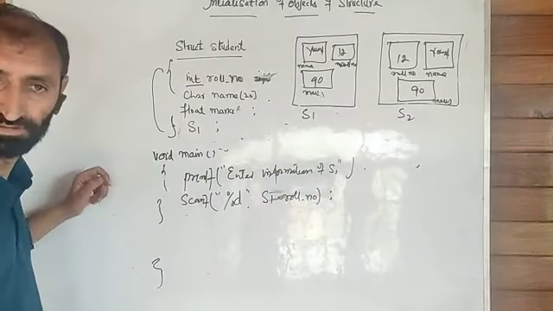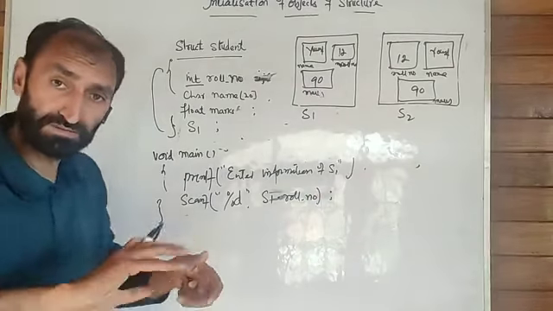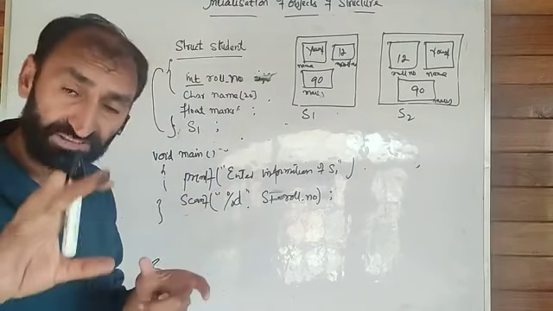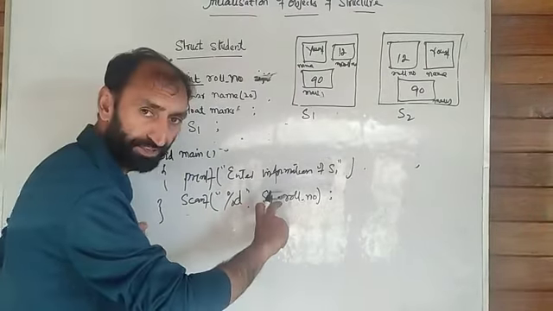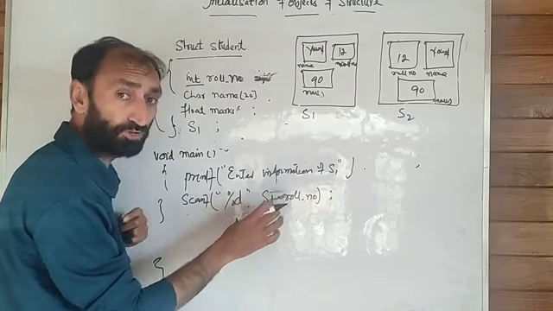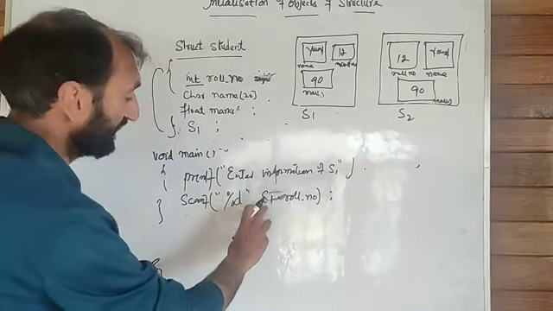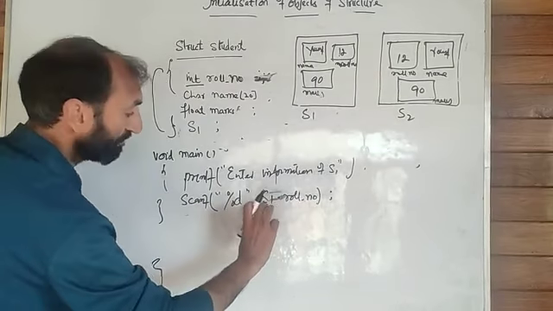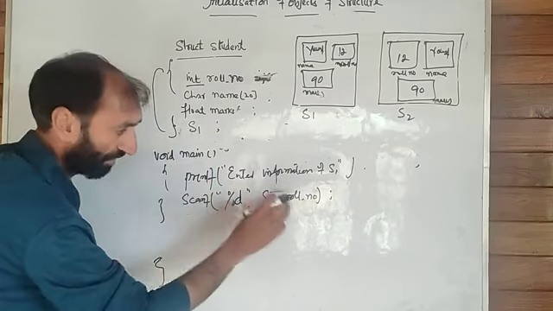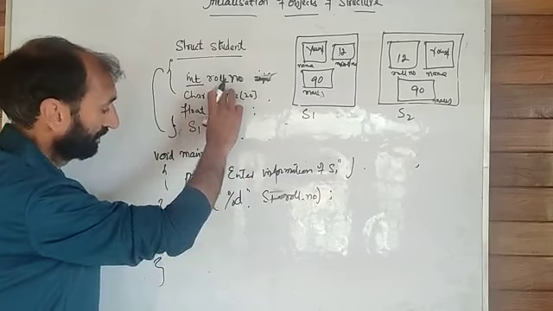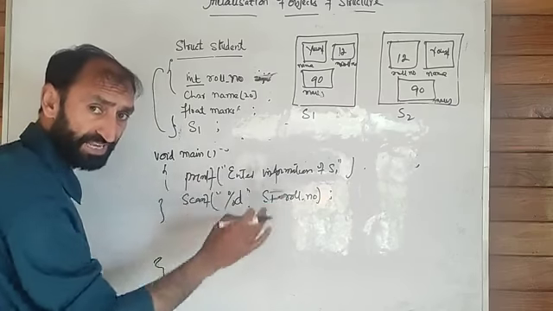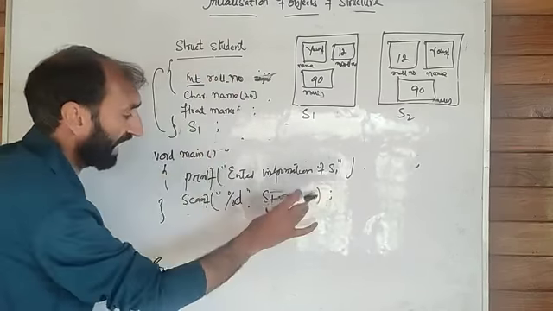That means I can initialize the members of the objects at runtime by using this dot operator. What does this dot operator actually do? It combines the object name with the member name. The object name is S1, and the member name is roll number. So, by using this dot operator, we can initialize the members of the object at runtime.